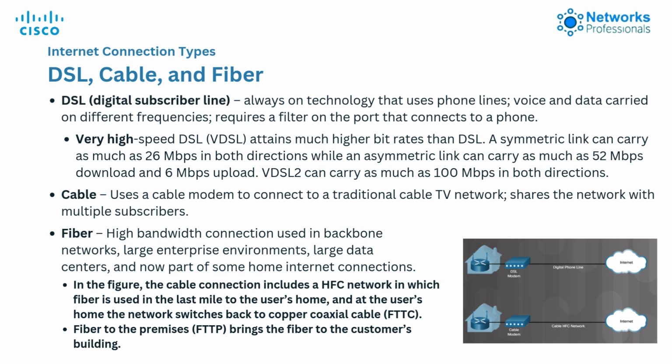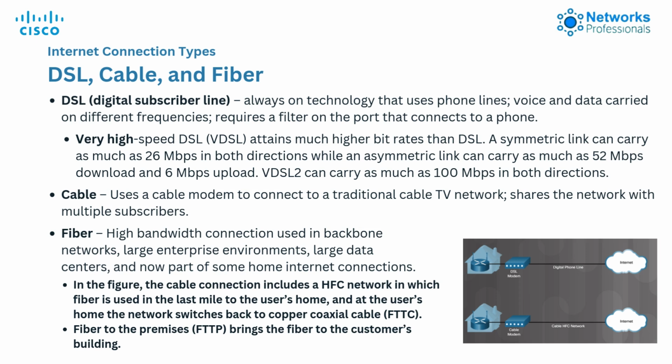It is commonly used in backbone networks, large enterprises, data centers, and modern residential services. There are two common fiber deployment methods: FTTC, fiber to the curb. Fiber is extended close to the user's home, then transitions to coaxial cable, HFC network, for the final connection. FTTP, fiber to the premises. Fiber runs directly to the customer's building, offering the fastest and most stable connection.